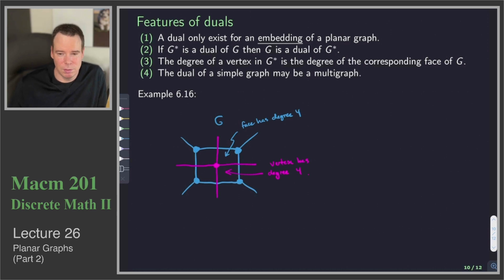So different planar embeddings can give rise to non-isomorphic dual graphs. That's just something to be aware of, so that when you're talking about a dual graph, it's specific to the planar embedding, not specific to the graph itself. It's the planar embedding of that graph.